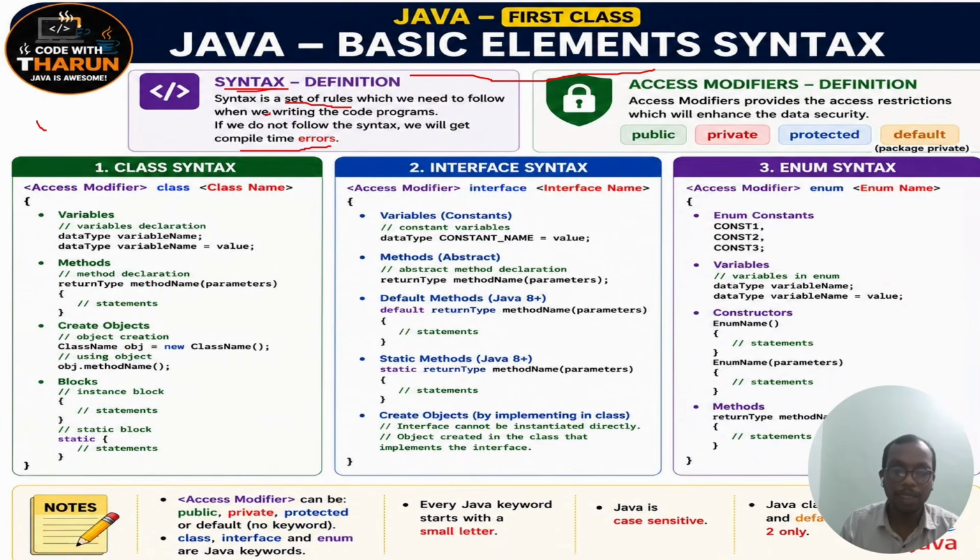So remember the simple formula I am telling. If we write the correct syntax, the program will compile successfully. If we write the wrong syntax, we will get a compile time error. That's why syntax is very important. Next, we will move to the access modifiers.